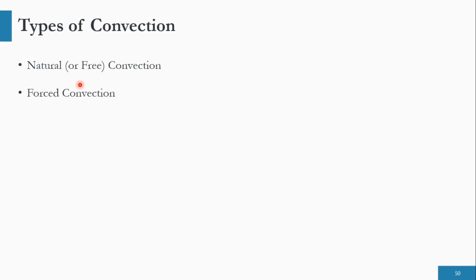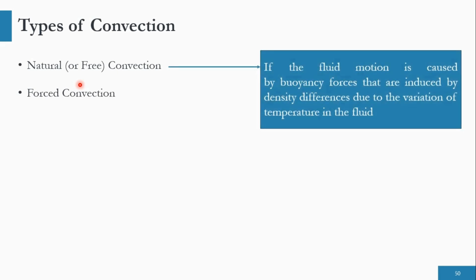Going to natural or free convection, the main concept is that the fluid motion is caused by buoyancy forces that are induced by density differences due to the variation of temperature in the fluid. Once there is heat transfer, a temperature difference is created within the fluid, and because of that, a density difference occurs, and because of that density difference, the movement of heat, or the transfer of heat, takes place.